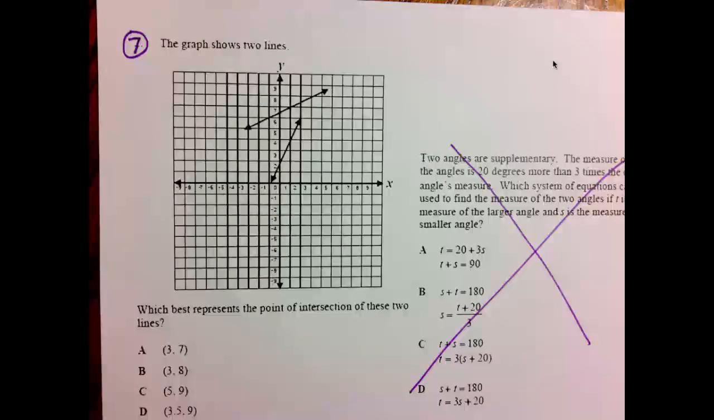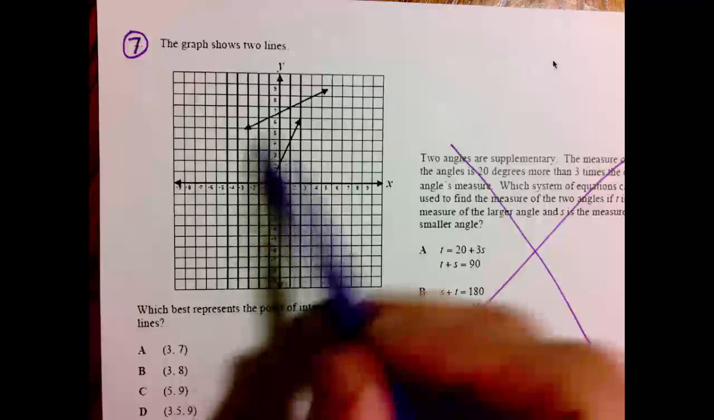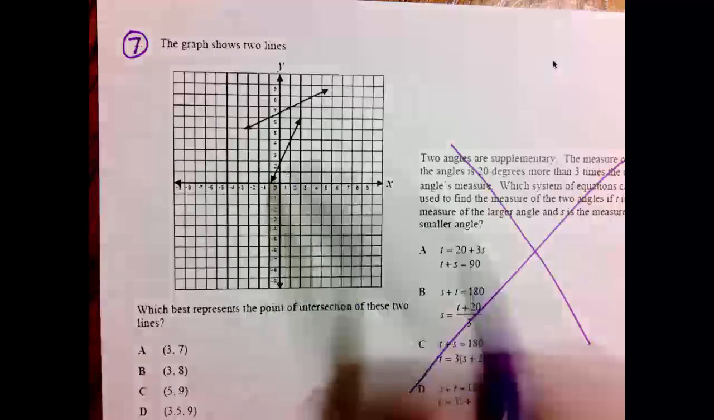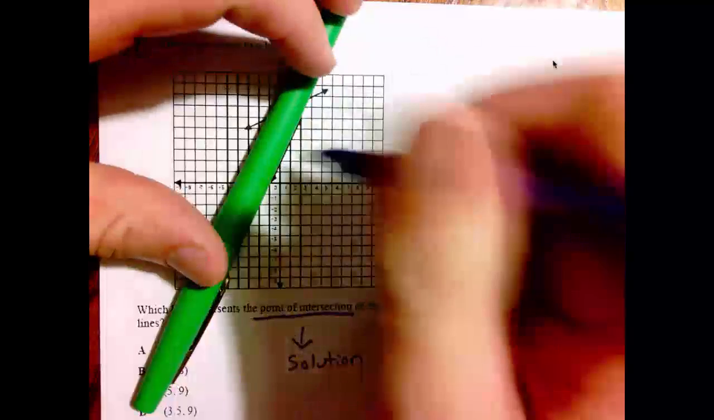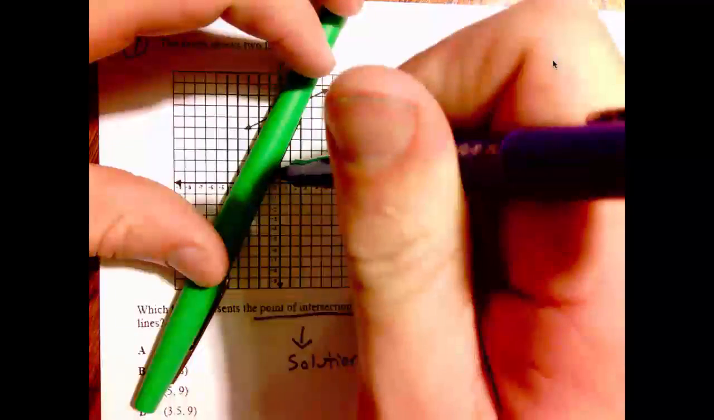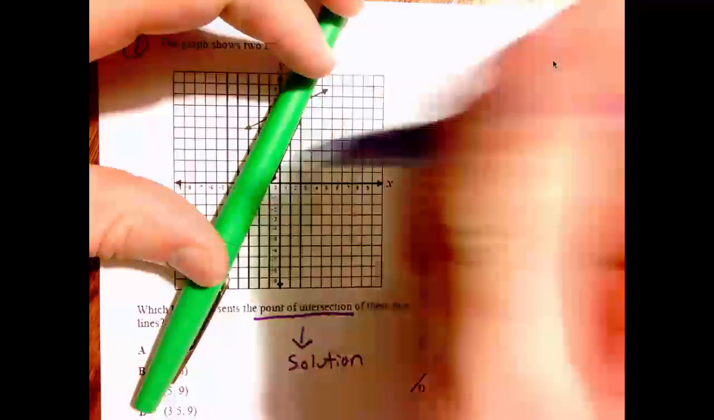Seven. Which best represents the point of intersection? They're asking, this is a system. It's two equations, two lines. We're looking for the point of intersection, which is the solution to the system. Well, the best way to go about this one is simply extend these two lines. If I extend this one line, then it should indeed hit the other one and we'll be good to go.